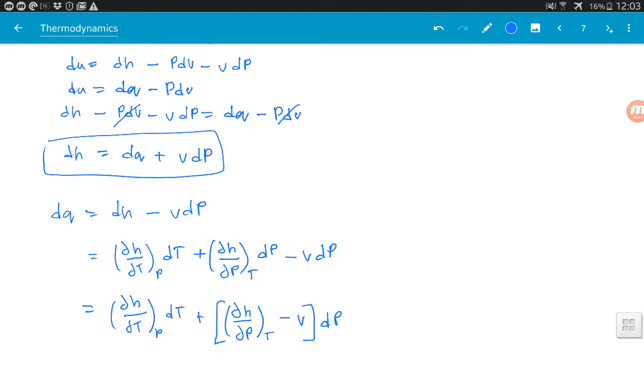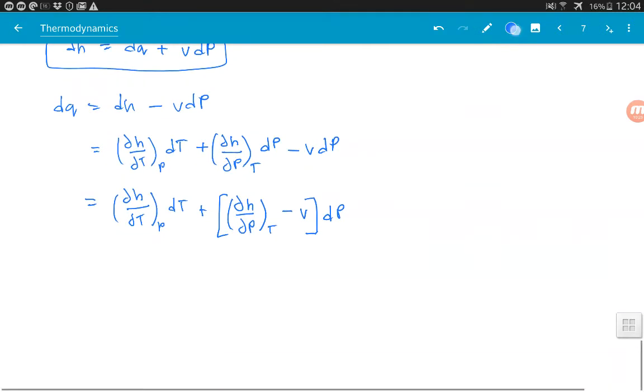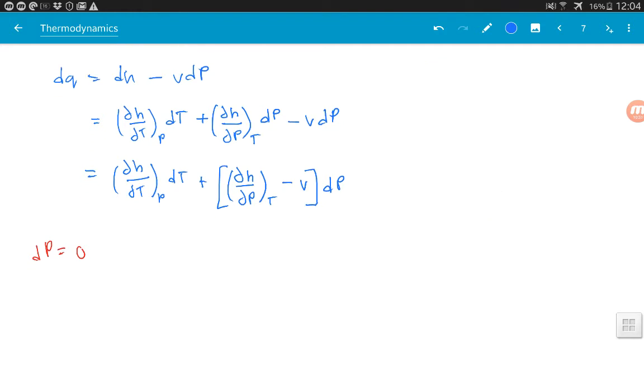So we're going to check again through all the four processes: isothermal, isobaric, isochoric, and adiabatic. So for the condition where the change of pressure equals 0, there's no change of pressure, we could reduce this equation again with the same relation. So again, maybe I should reduce this equation first.